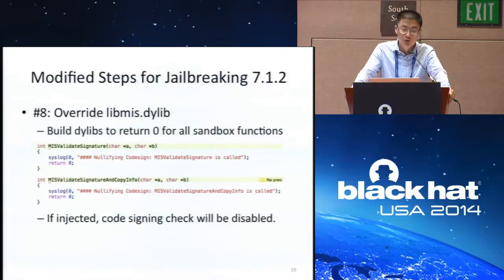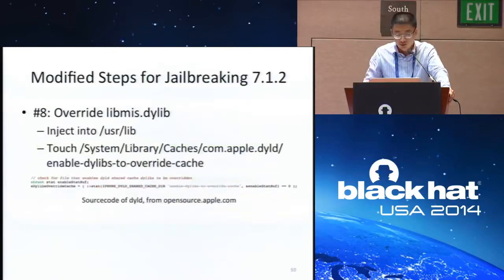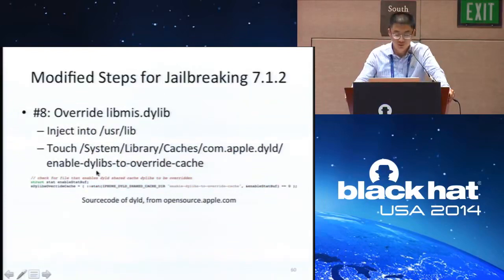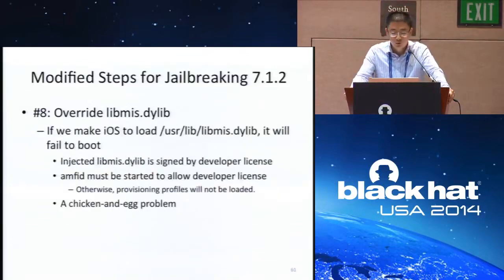A very important feature we want to do is to disable the code signing check. The traditional way is, if you can override two very important APIs, then you can disable the code signing check. So the trick used by Evasion 7 is this: if there is a special file called enable dylibs to override cache under this folder, the dynamic loader will separately load all the libraries from the library folder. However, what we want to do is use our forged library to replace the original libsystem dylib.